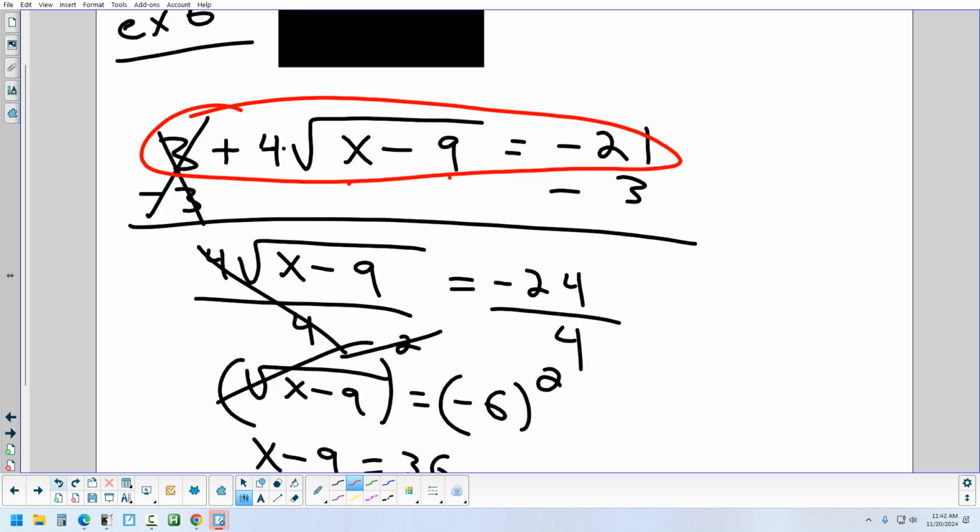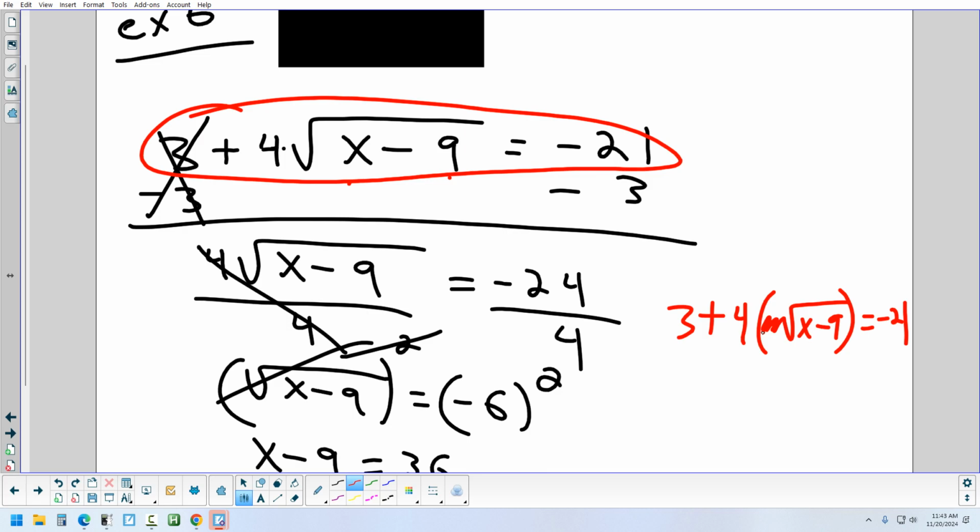So yeah, if this problem was written like this, plus 4 times the negative square root of x minus 9 equals negative 21, then it would work. But we don't have that, so we can't use that. Very good. Okay. Any other questions?